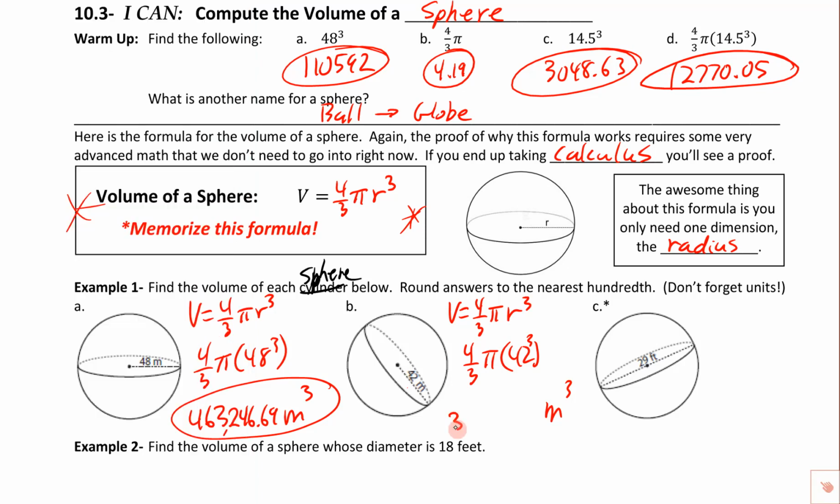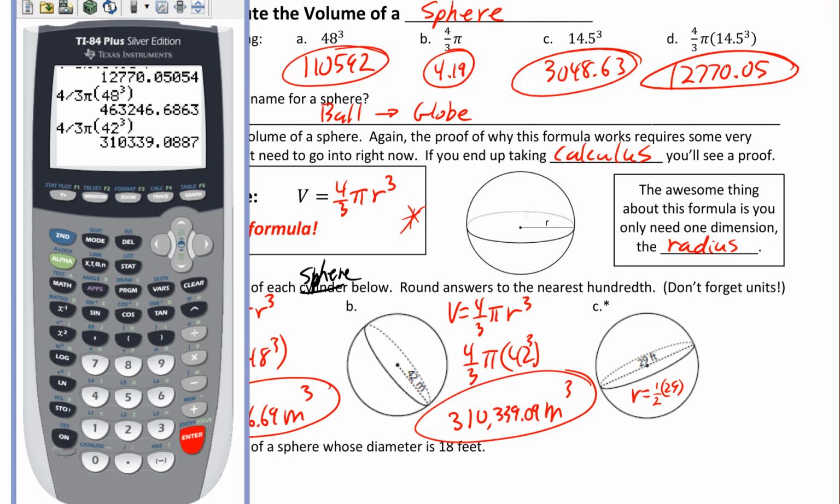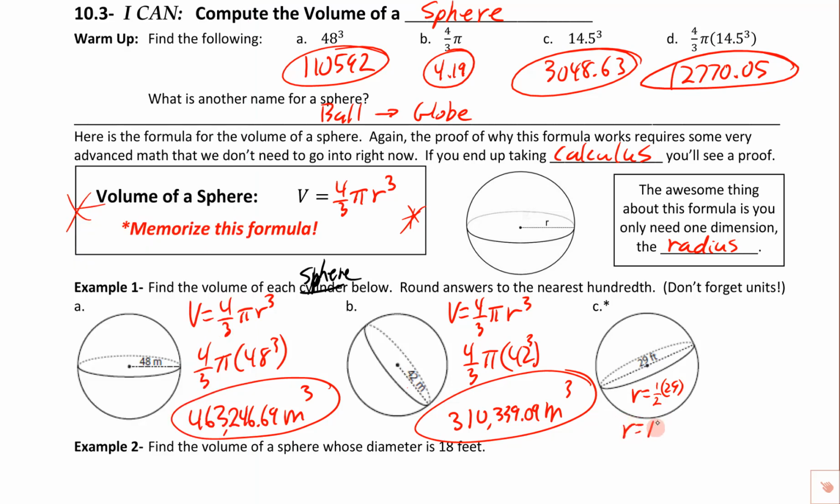So this is going to be 310,339.09. I'll put a comma there. Okay, and again, we've got the units on there, so we don't have to worry about that. Asterisk on this one, make sure you catch that this is a diameter, and we've got to figure out the radius. So the radius on this one would be half of 29, or 29 divided by 2. Cut that in half, we get 14.5. So the radius on this one is 14.5 feet.